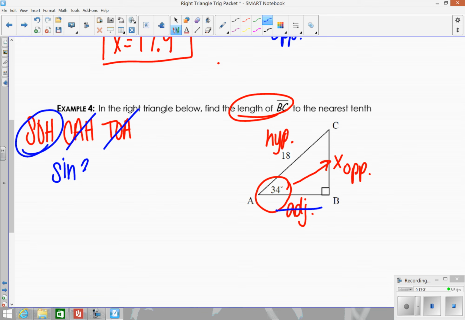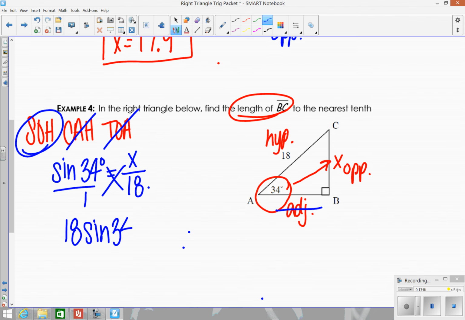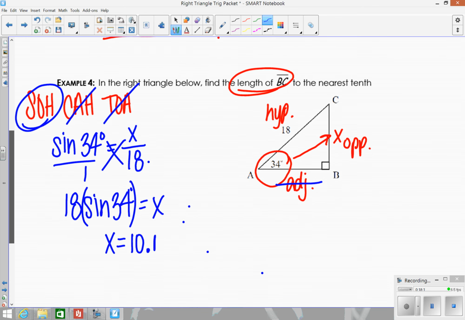So 34 equals the opposite. So x over h, which is the hypotenuse. So then put this over 1, cross multiply. So 18 sine 34 equals x. So again, type that into your calculator. You get x equals 10.1 when you round it to the nearest tenth. So that tells me that BC equals 10.1.